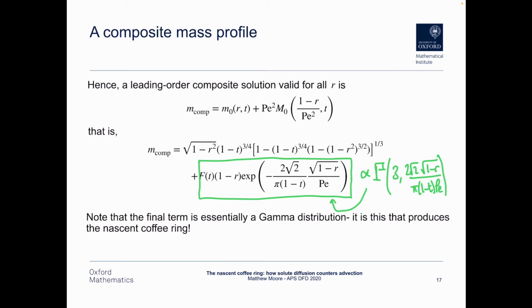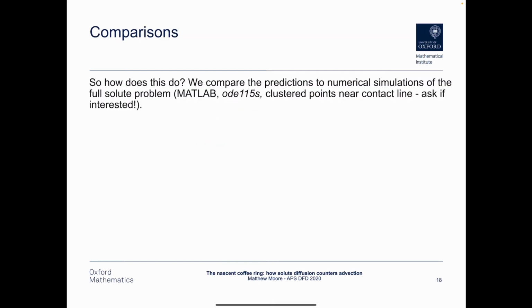So having made all these predictions and it said that we're getting this nascent coffee ring to form, we would like to know how well our asymptotics capture the large Peclet number limit. And to do that, we are going to compare these asymptotic results to the numerical simulations that we've done of the full advection diffusion equation. So basically, we've coded it up, we've discretized, and we've clustered the grid points in the boundary layer where all the action is, and let it go in ODE15s.